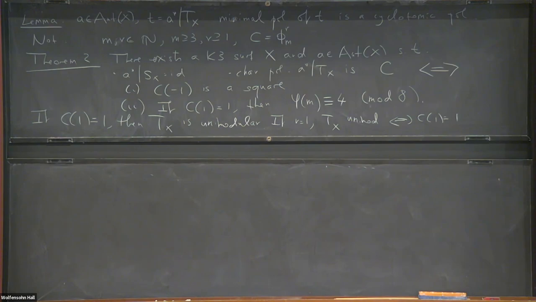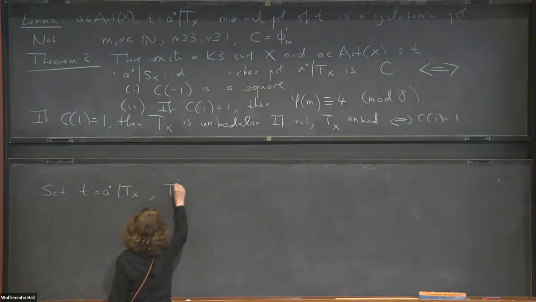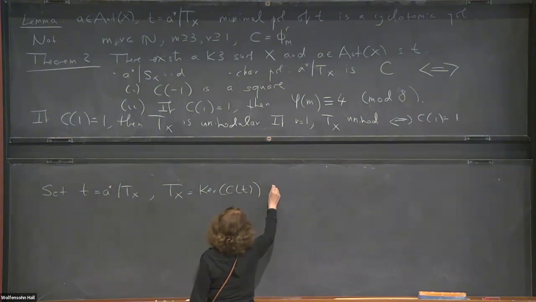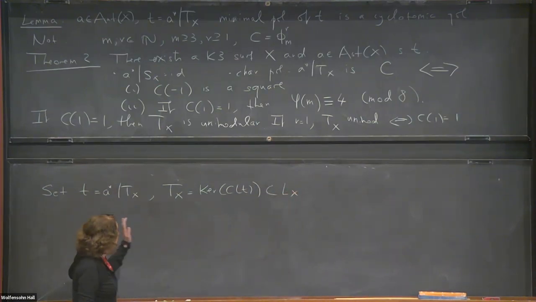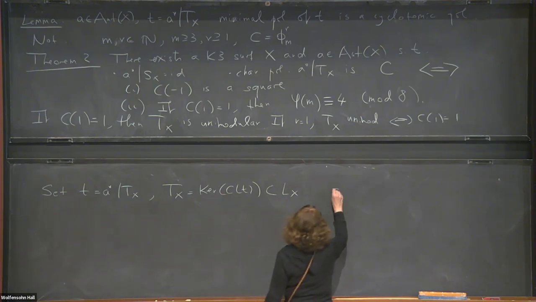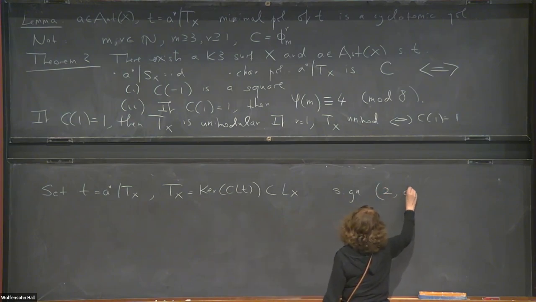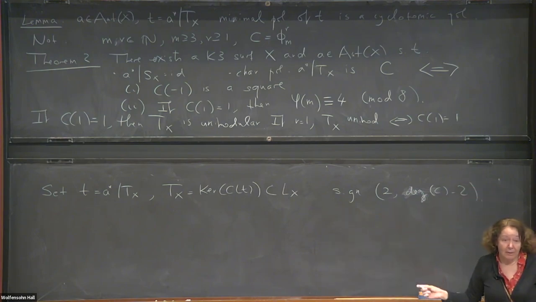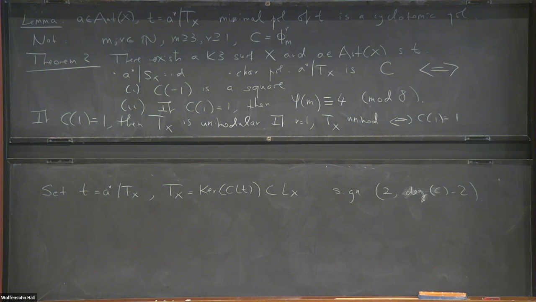Suppose we have an automorphism of a K3 surface, with this characteristic polynomial. For this automorphism, set T equal to A star restricted to the transcendental lattice. Notice that the characteristic polynomial of T is the characteristic polynomial of the automorphism on the transcendental lattice, and its signature must be 2, degree C minus 2. It must have this signature. It's not enough that the characteristic polynomial is this.